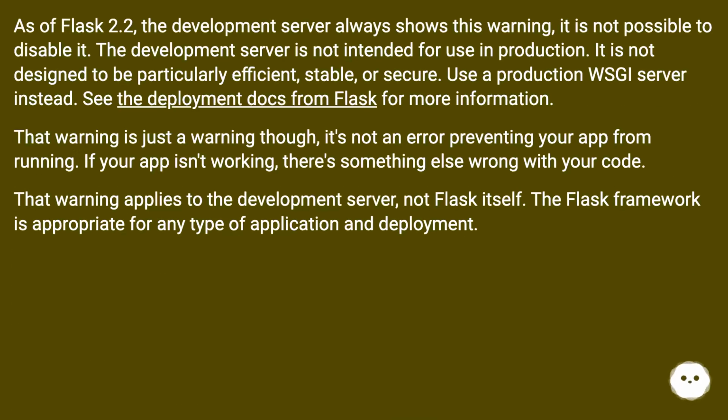As of Flask 2.2, the development server always shows this warning: it is not possible to disable it. The development server is not intended for use in production. It is not designed to be particularly efficient, stable, or secure. Use a production WSGI server instead. See the deployment docs from Flask for more information.